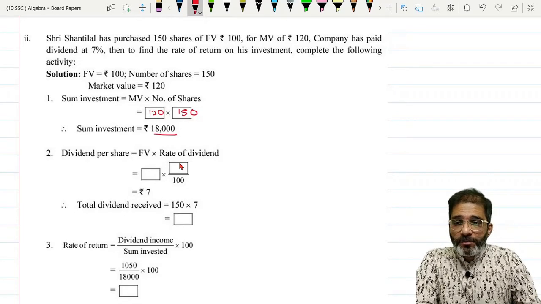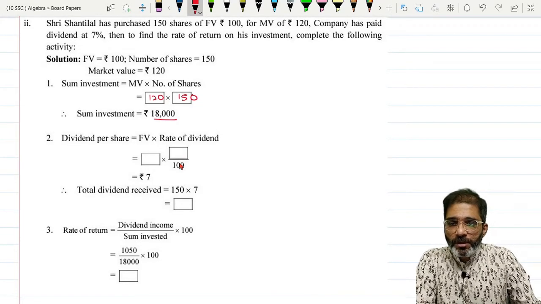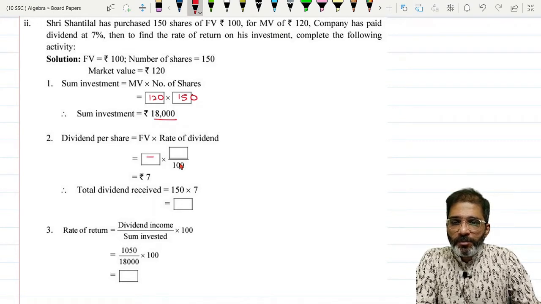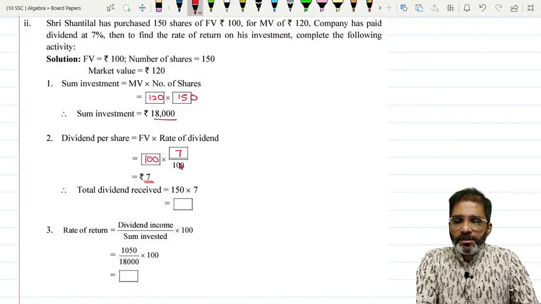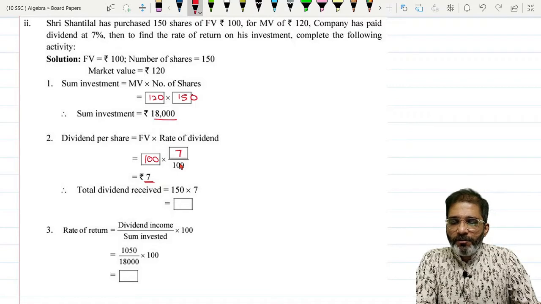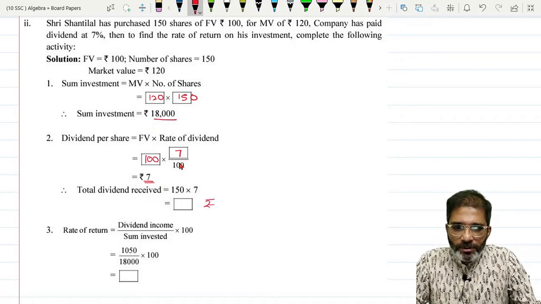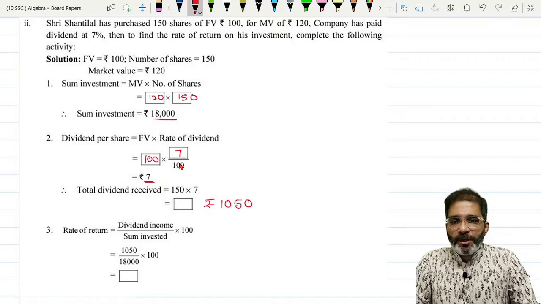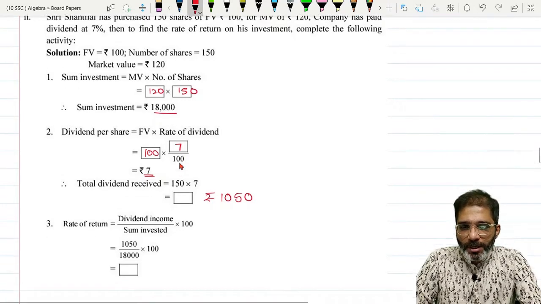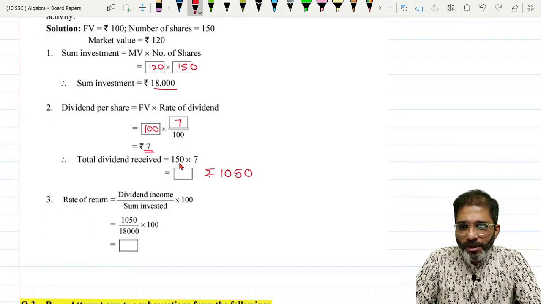The second point is you have to find out the dividend. Now the dividend is given as 7%. So that is 7% of the face value. The face value is 100. So 100 into 7%. After we reduce, we get the answer as 7. So the total dividend is nothing but the dividend per share multiplied by the number of shares, that is 7. So that is 150 into 7. We'll get rupees 1050.